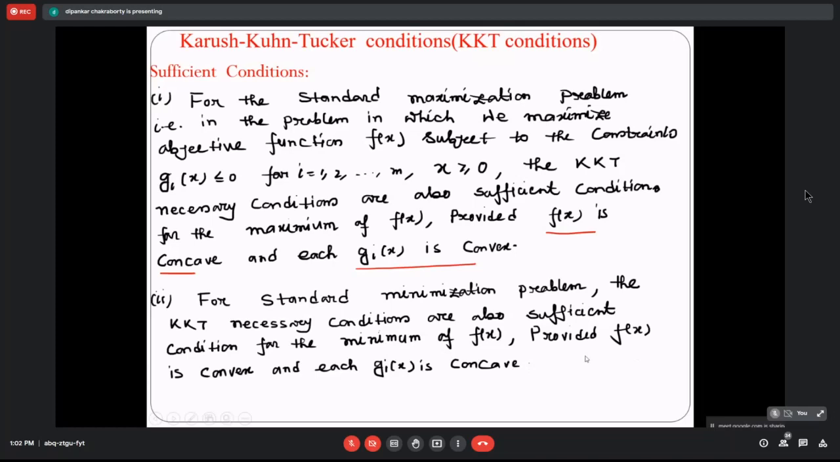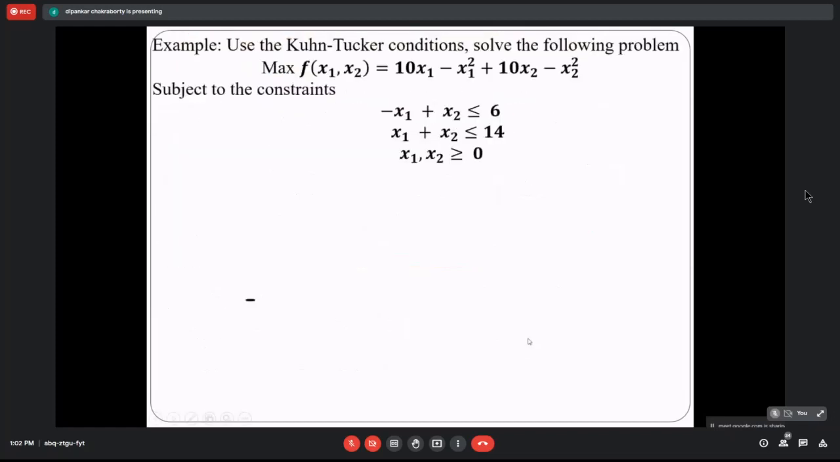Have you done that? Shall we proceed to solve a problem? Yes, sir. Okay. I will first write down the problem. Here we are going to maximize a function with two variables, x1 and x2, which is 10x1 minus x1 squared plus 10x2 minus x2 squared, subject to the constraints minus x1 plus x2 less than or equal to 6, x1 plus x2 less than or equal to 14, and x1, x2 greater than or equal to 0.